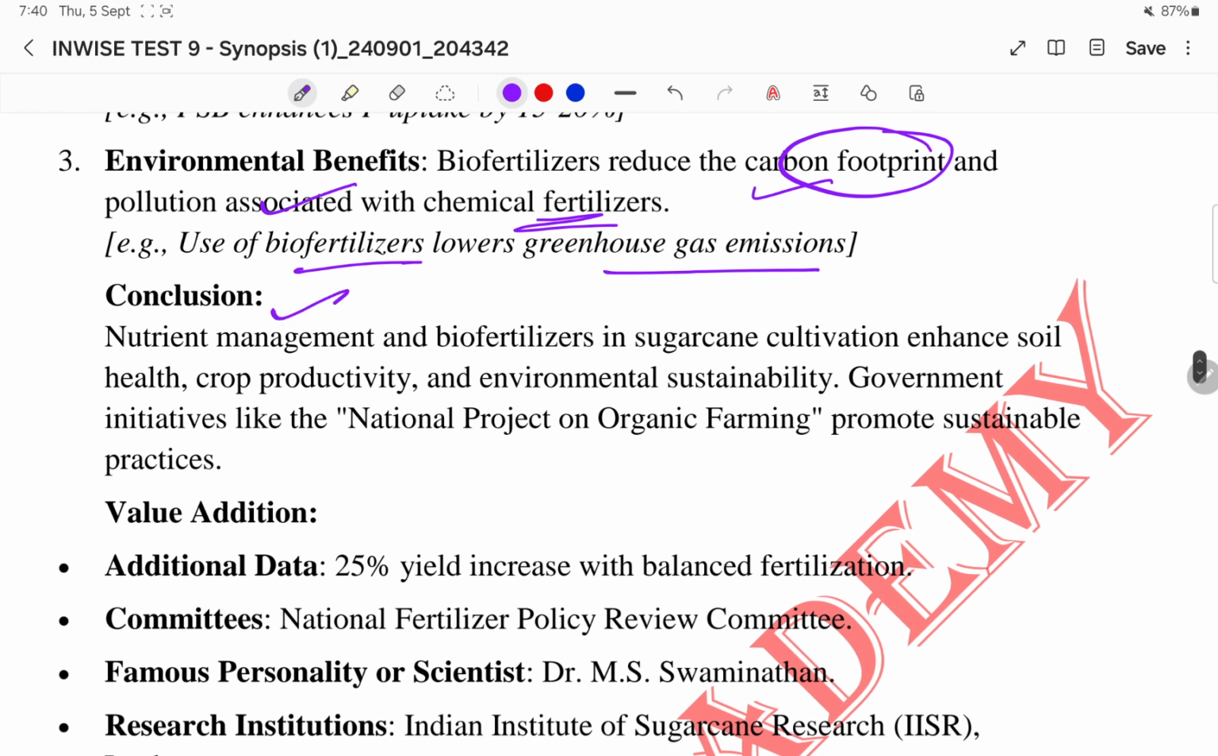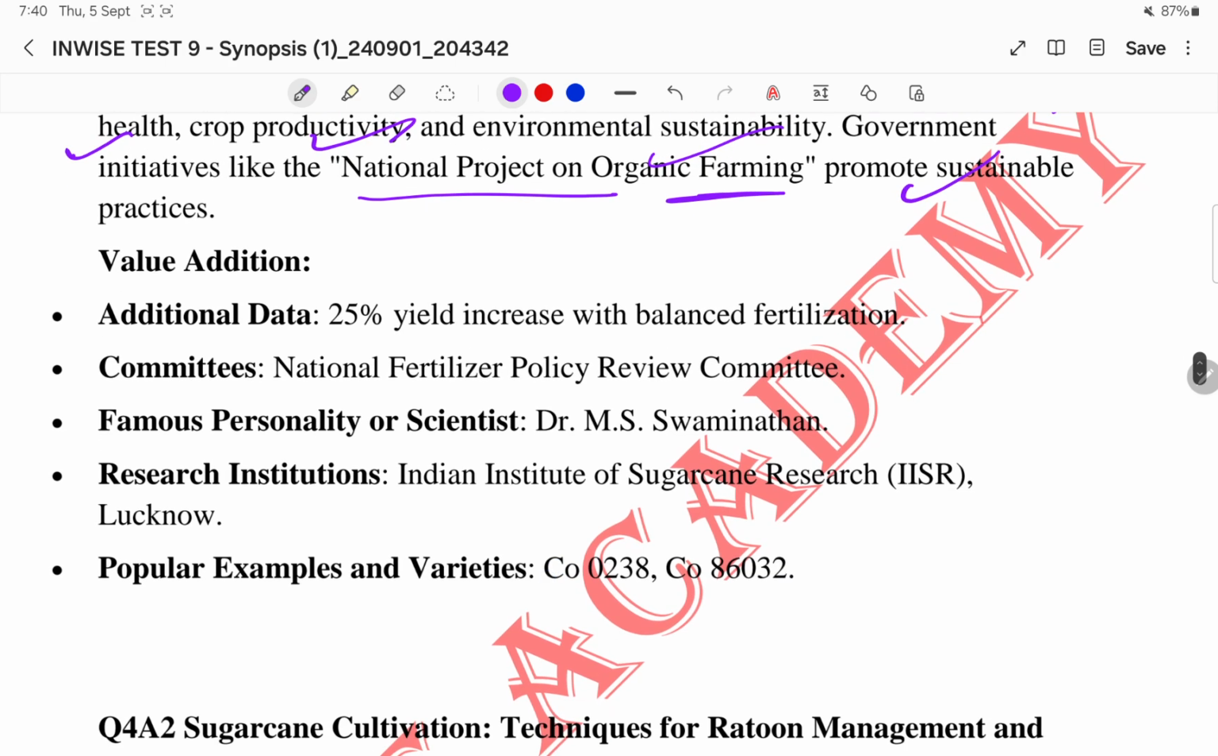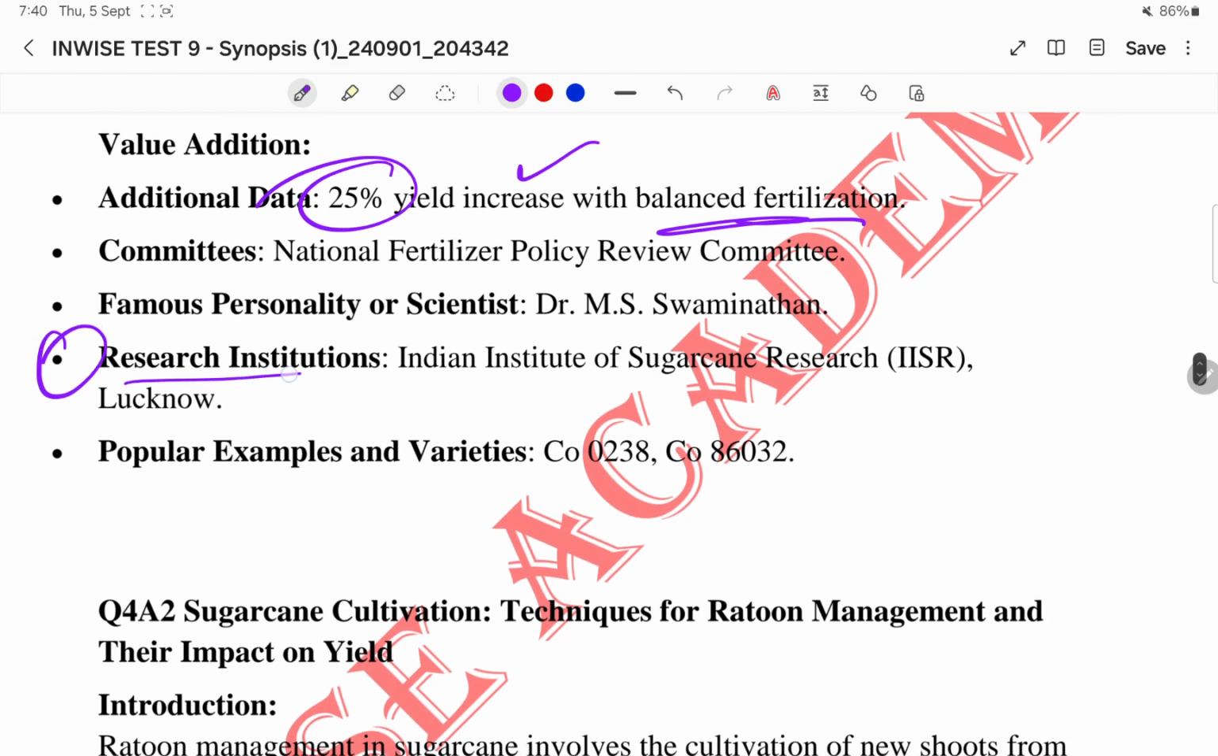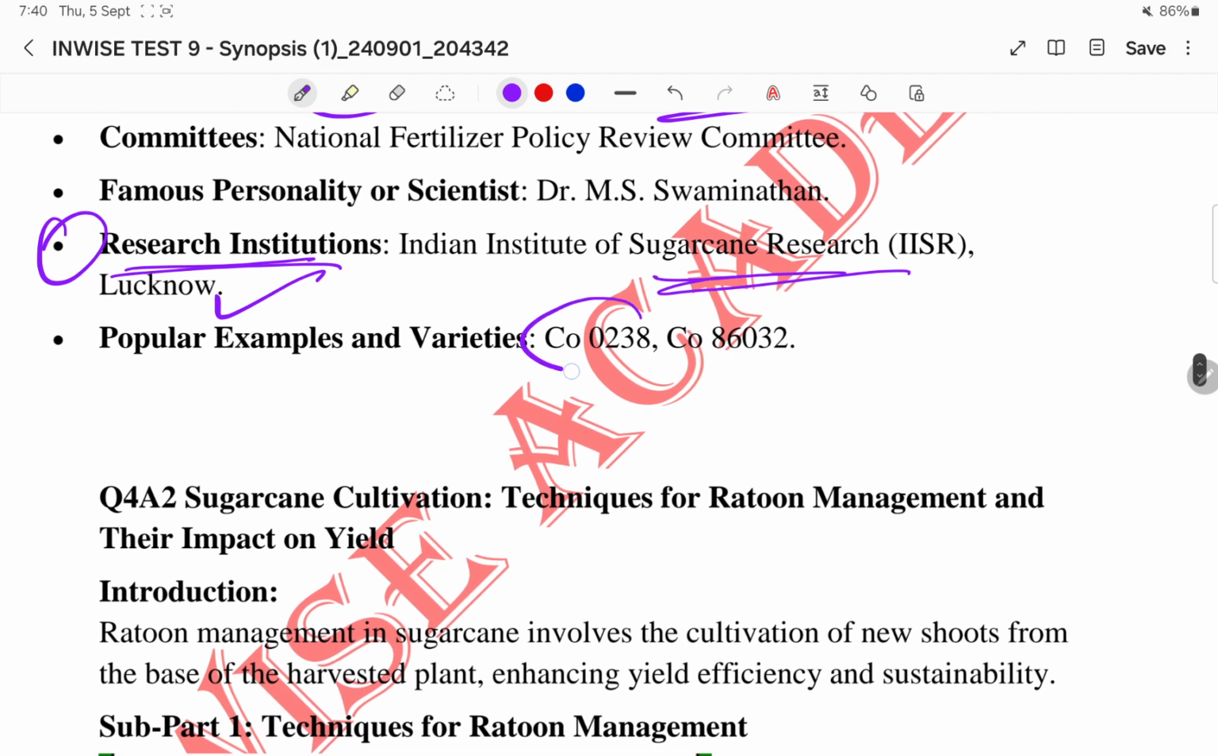Then come to the conclusion. Nutrient management and biofertilizers in sugarcane cultivation enhance soil health, crop productivity, and environmental sustainability. Government initiatives like the National Project on Organic Farming promote sustainable practices. Yield will be increased by 25% due to balanced fertilization. Then you can mention the research institution also: Indian Institute of Sugarcane Research, Lucknow, and popular varieties like Co 0238, Co 86032. So here, what is the meaning of Co? Go and find it on Google.